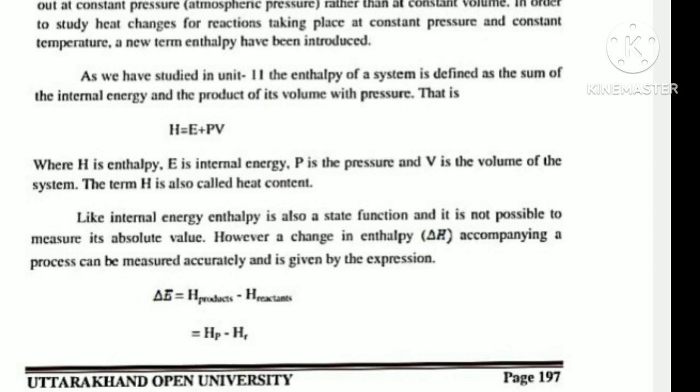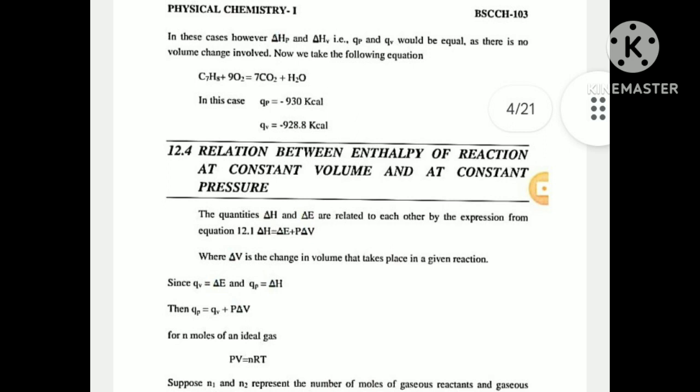However, a change in enthalpy, delta H, accompanying a process can be measured accurately and is given by the expression delta H is equal to H products minus H reactants. In these cases, however, delta H P and delta H R, i.e. QP and QR, would be equal as there is no volume change involved. Now we take the following equation. C7H8 plus 9O2 is equal to 7CO2 plus 4H2O. In this case, QP is equal to minus 930 kilocalories and QR is equal to minus 928.8 kilocalories.